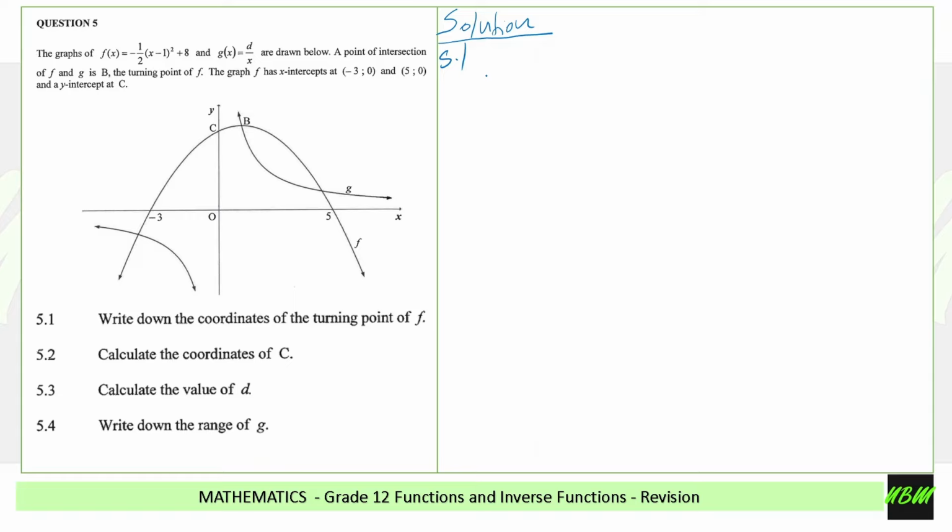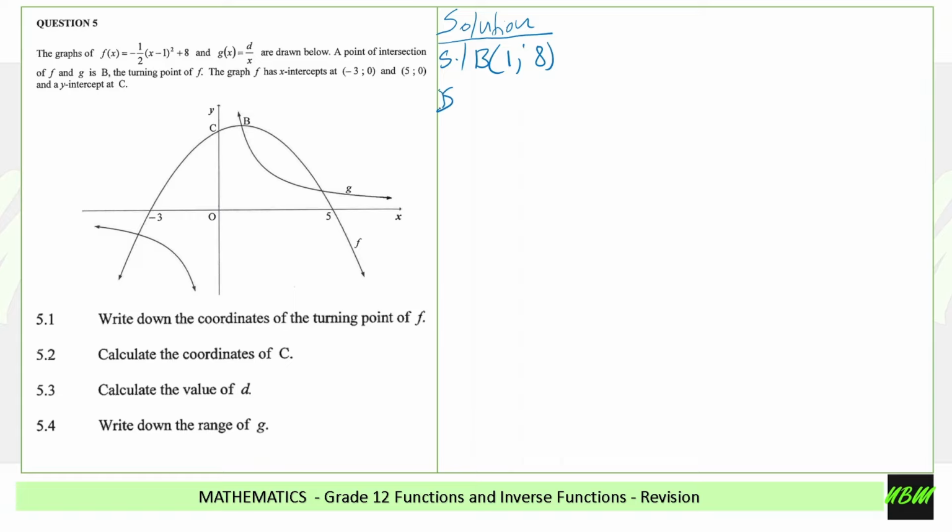When we look at the graph of f, which is the parabola, it is in the form y equals a times (x minus p) all squared plus q. And if our quadratic function is in this form, we know that the turning point will be given by (p, q). Therefore, on the graph of f, the coordinates of the turning point, which is point B, will be (1, 8). That is the turning point, (1, 8).